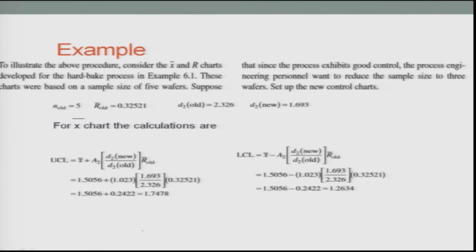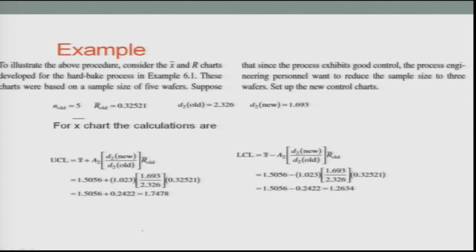These charts were initially based on a sample size of 5 wafers. If you remember, you were taking 5 wafers and some number M was given. So N old was 5, and based on that we found R bar old, that means for 5 it was about 0.32, and the d2 value for a wafer sample size of 5 was about 2.326.